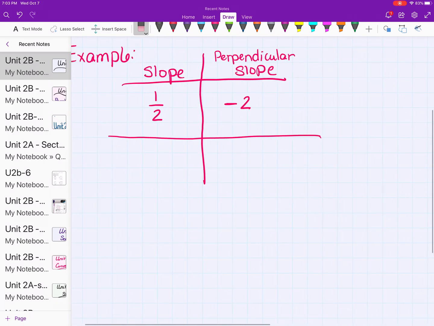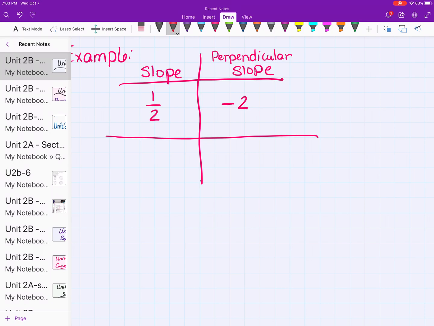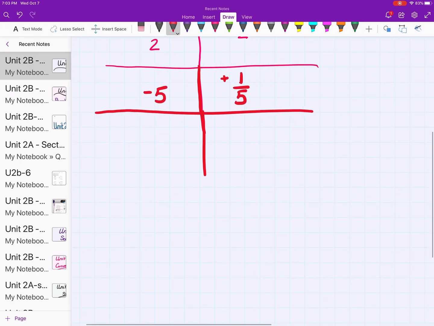Okay? What if I gave you -5? We'll flip it over. Well, how do I flip over a 5? What's the denominator on a 5? The denominator on a 5 is a 1. So we're going to flip it over. It was negative, so it becomes positive. Okay? That's what I mean by flip it over, change the sign.